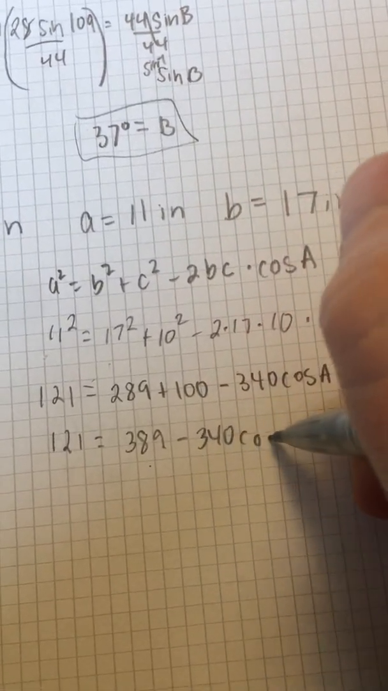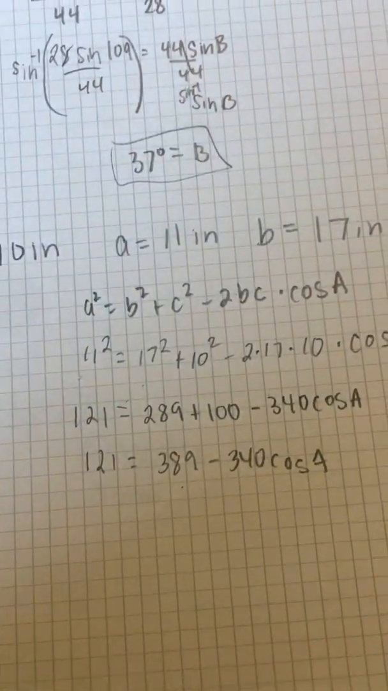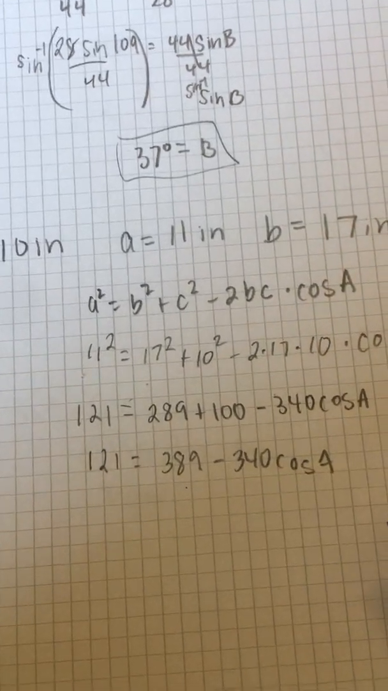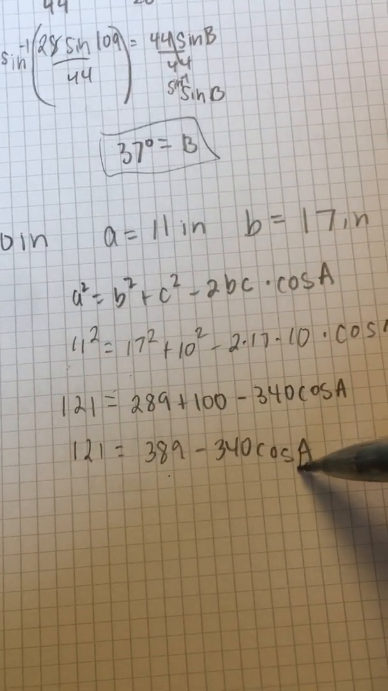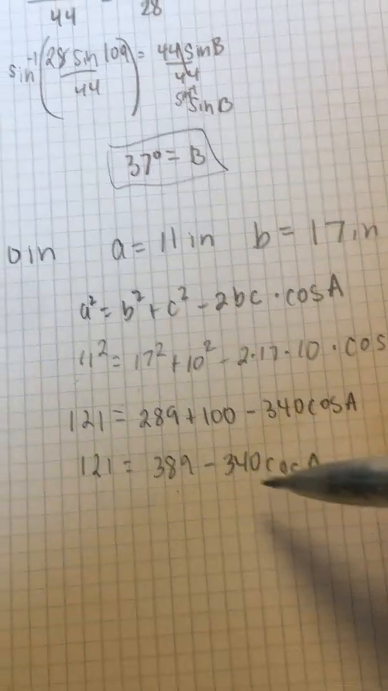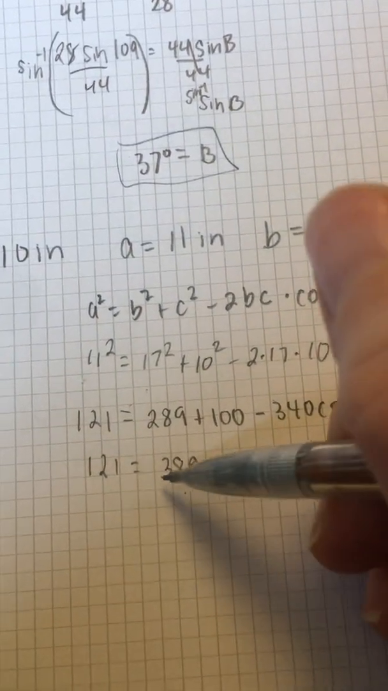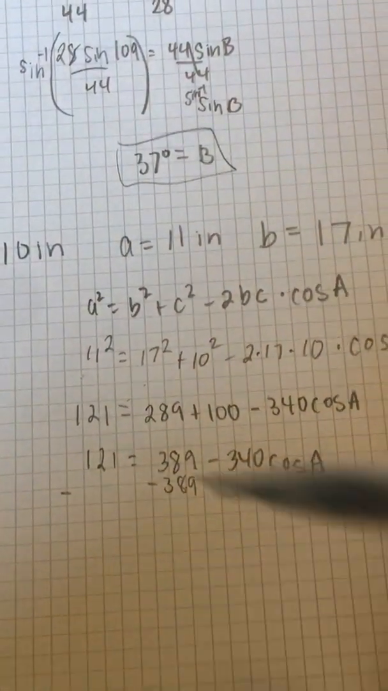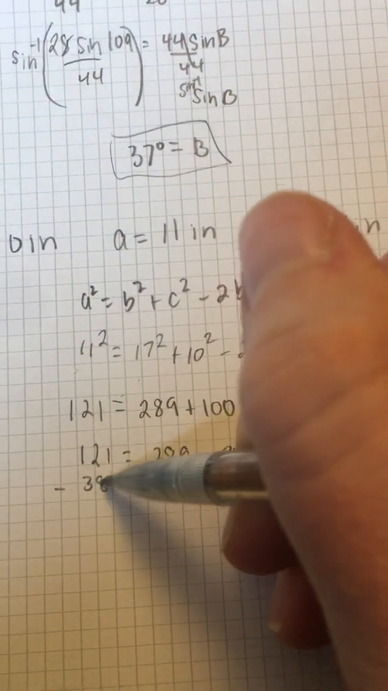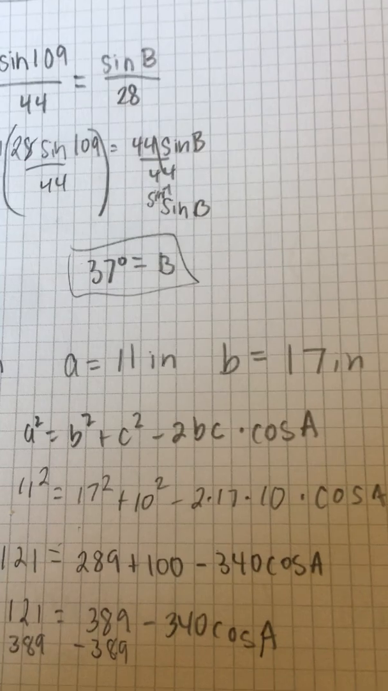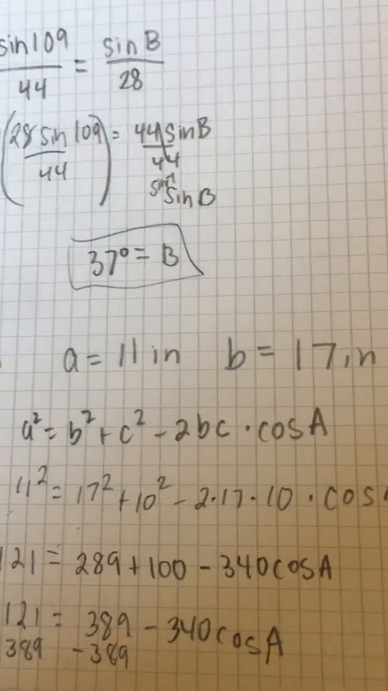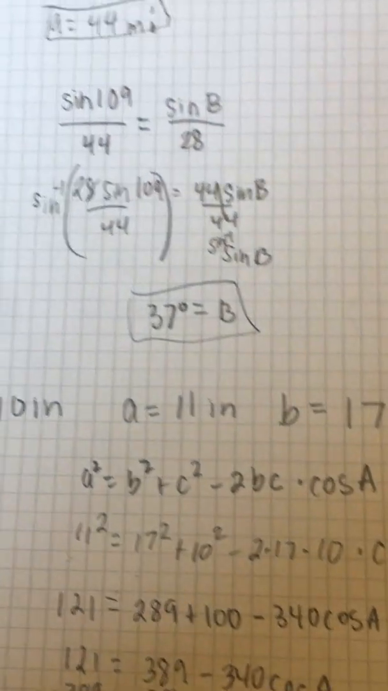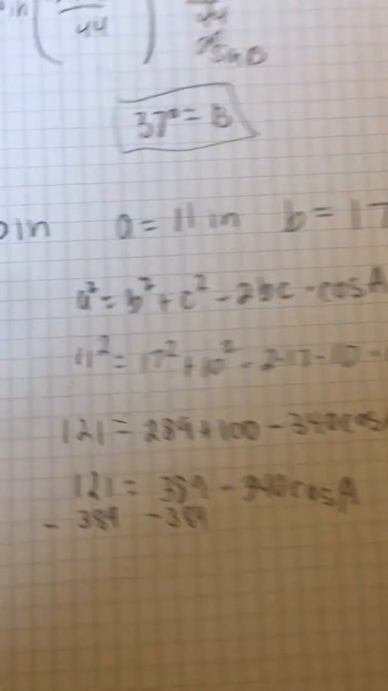340 cosine A. So when you have all 3 sides, this is definitely the harder process to go through. You have to work to get your angle A alone. These 2 things are being subtracted, so I'm going to subtract the 389 over. I'm moving everything away from the cosine of A. So 121 minus 389. I'm getting negative 268.